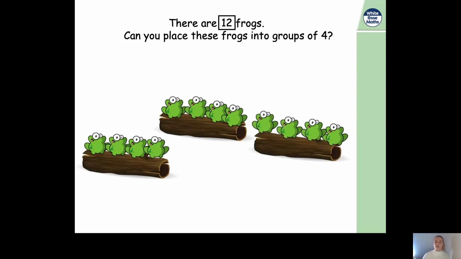Now, there are 3 groups with 4 frogs in each group. Should we check that? Let's count the groups. We've got 1, 2, 3. We've got 3 groups and we've put 4 frogs in each group.